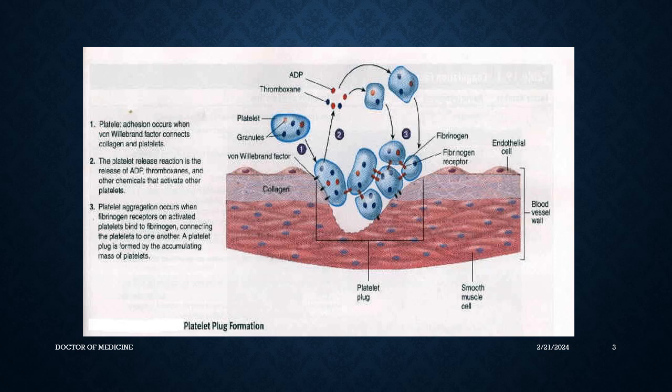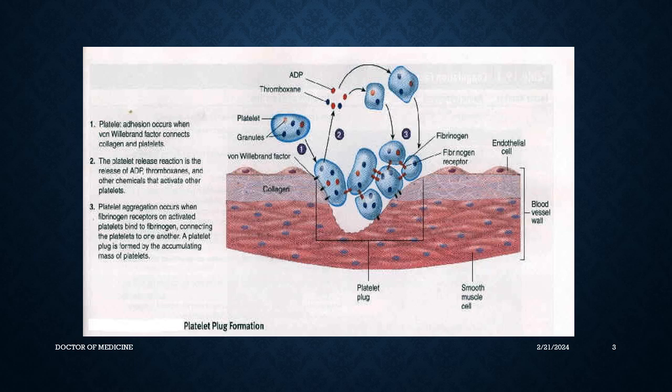The diagram in front of you shows a compilation of steps involved in primary hemostasis. Primary hemostasis is divided into three stages: platelet adhesion, platelet activation, and lastly platelet aggregation. Platelet adhesion refers to the binding of platelets to the underlying collagen fibers in the connective tissue. We need an intermediary factor known as the von Willebrand factor, which allows the platelets to bind to the underlying collagen fibers.